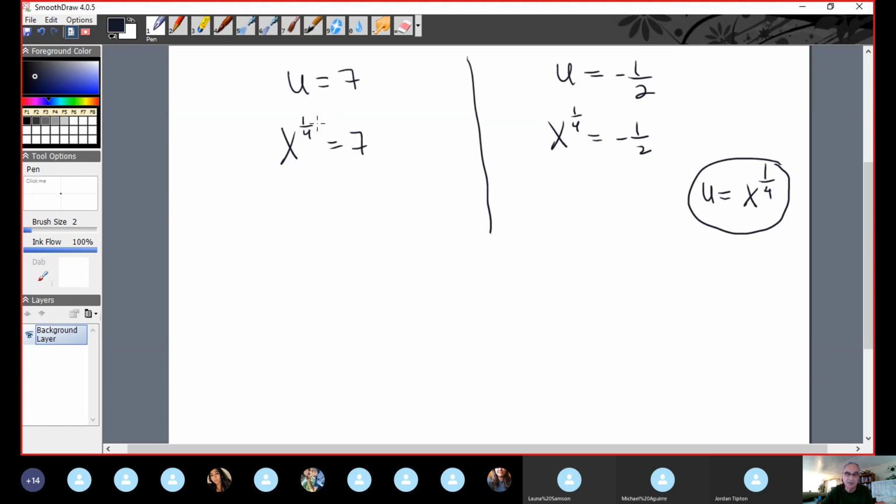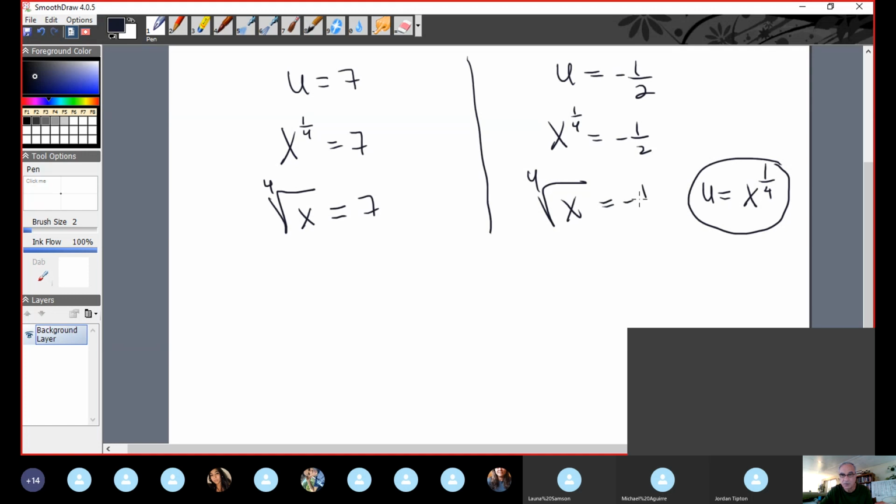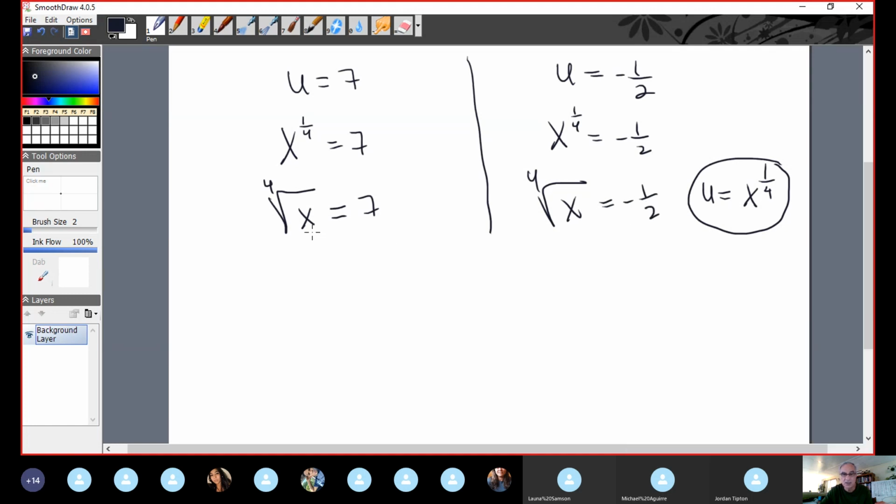Okay. Now, I explain that I don't like this fraction exponent. I feel not comfortable. So this is the 4th root of x equals 7, and this is the 4th root of x equals -1/2. So in order to isolate x, you raise to the 4th power, because the index is 4, not 3. In another example, yes, but in this example, it's 4.